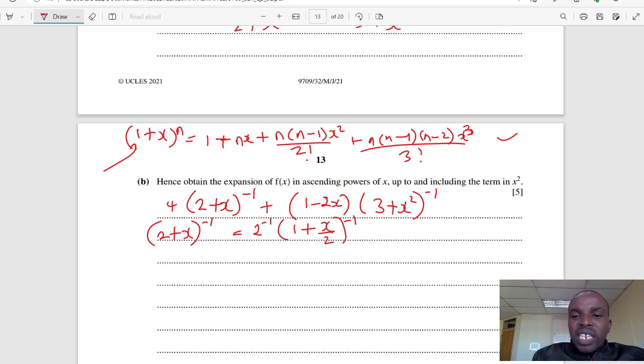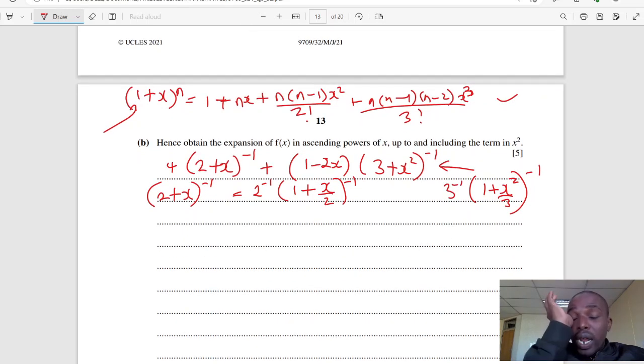Right. Even this part also, you have to factor out 3. 3 to the power minus 1. Then it will be 1 plus x squared over 3, the power minus 1. Yes, like this. Right, let me deal with the first part. So this one, if I can expand this part, I'll maintain my 2 to the power minus 1, which is 1 over 2.